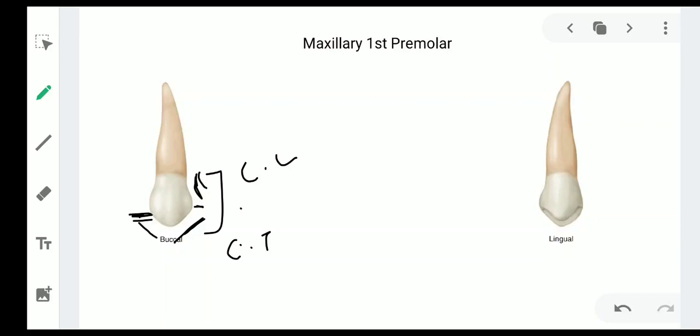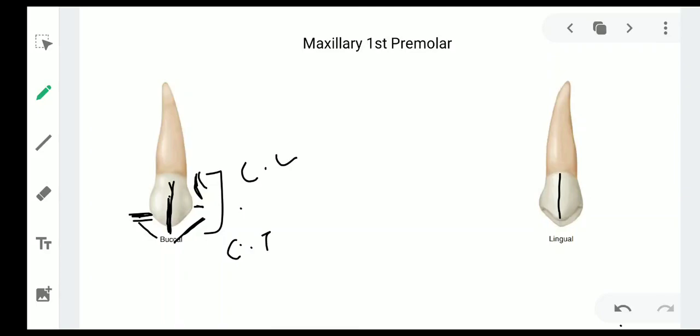Now the buccal cusp is long and pointed, and the buccal surface is convex and has a middle buccal ridge. This is the ridge present. Here you have the ridge. Now coming to the lingual side. The crown tapers towards the lingual side and you can find a lingual ridge over this part.